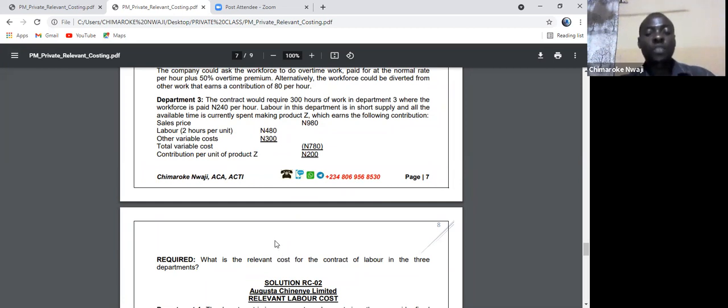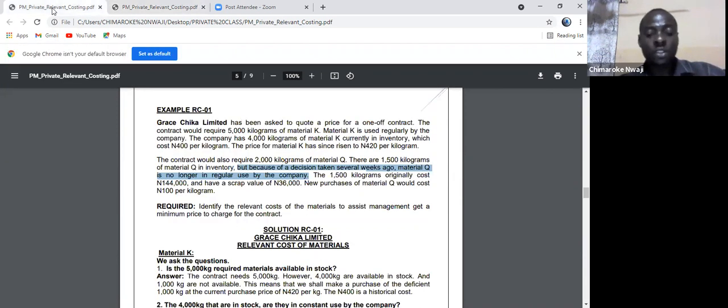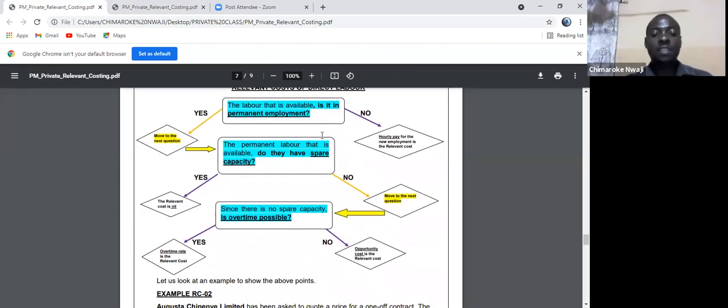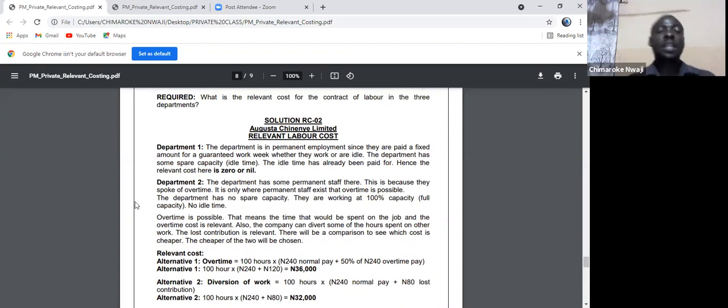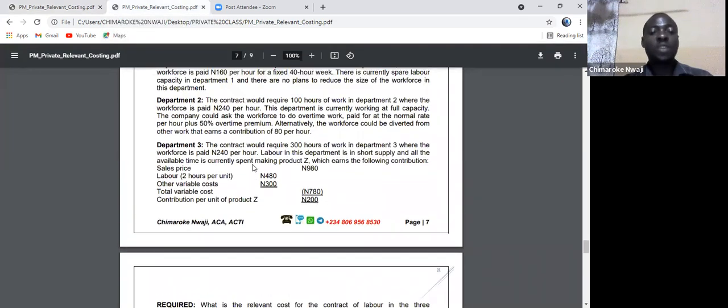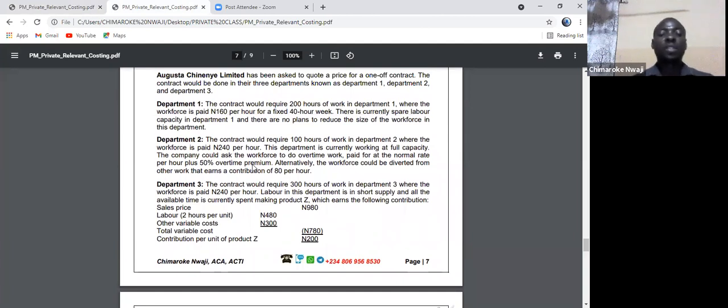What is the relevant cost for the contract of labor in the 3 departments? So we want to know the relevant cost. So how do we get to find the relevant cost of labor? Okay, so this is what we do to get the relevant cost of labor. Solution. Let's ask those 3 questions again. In Department 1, we'll ask the 3 questions. They said the contract will require 200 hours of work in Department 1.